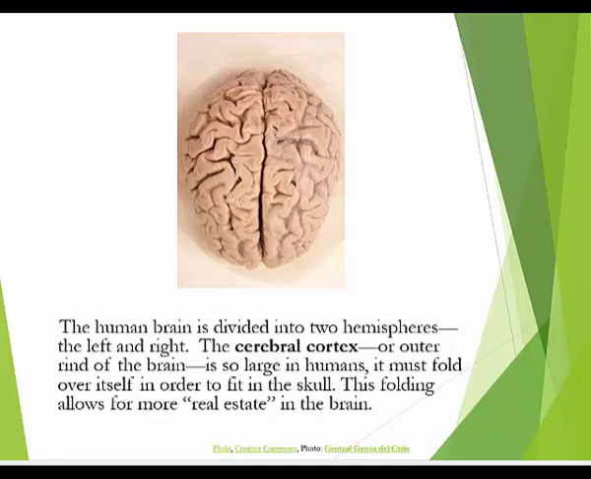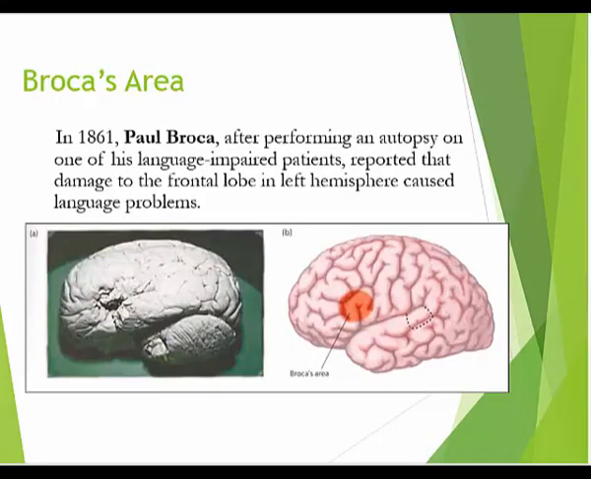The outer rind of the hemispheres is called the cerebral cortex, which is heavily folded in humans, effectively giving us more brain real estate. It turns out that there are two major language areas located in the cerebral cortex. This was first recognized by French surgeon Paul Broca in 1861. Broca's patient displayed language deficits, and upon autopsy Broca noticed that a certain area was damaged, though now it appears that other areas were also affected.